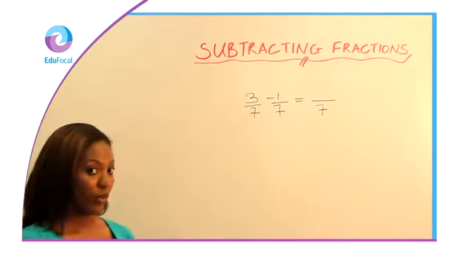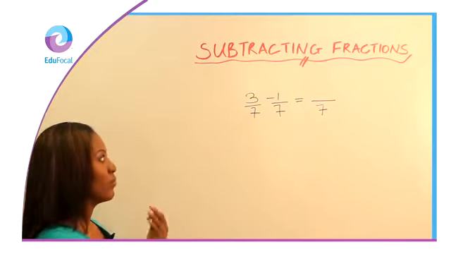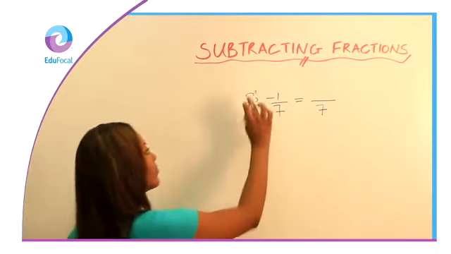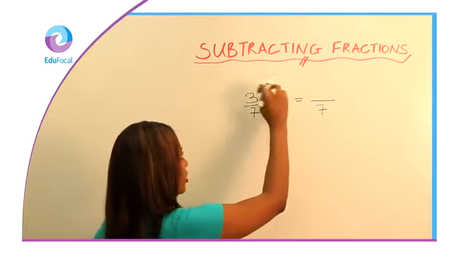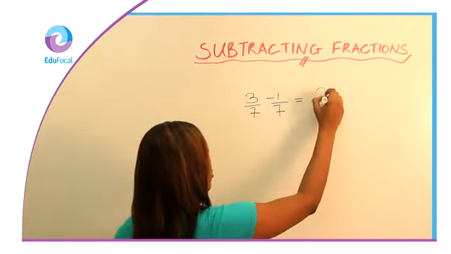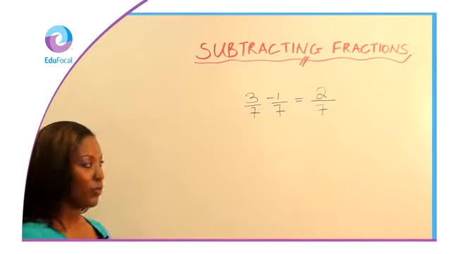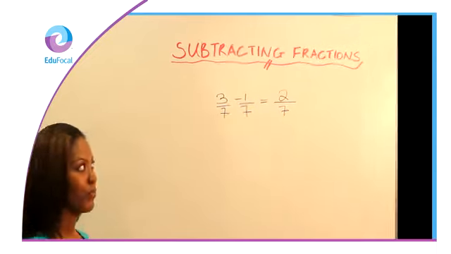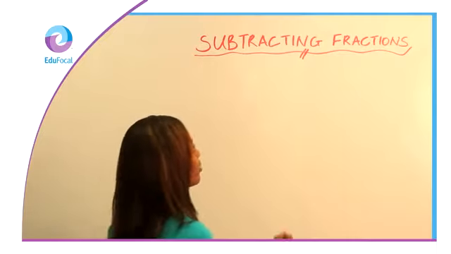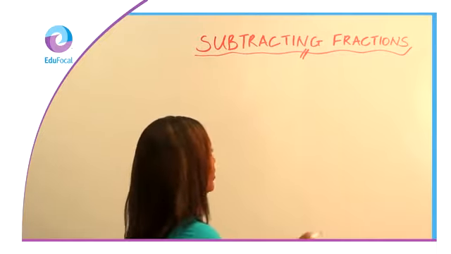So when you were adding fractions, you would add the numerators. Now that you're subtracting fractions, it's going to be subtracting the numerators. 3 minus 1, which will give you 2. And that is how you subtract fractions with the same denominator. And so now we'll look at subtracting fractions with different denominators.